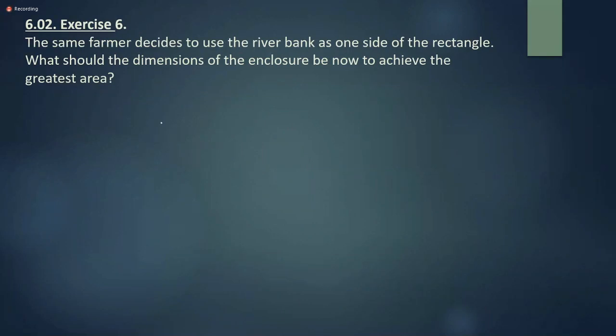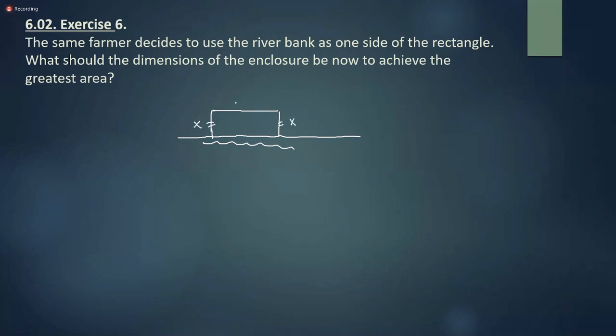One side of the rectangle is the riverbank. So he wants to save the material, not to have to enclose the bank side. So he does it like this. The river is there. He doesn't need the fence on the riverbank. He has this enclosure like this. In this case, again, we would say, okay, let's say this is x, this is x.